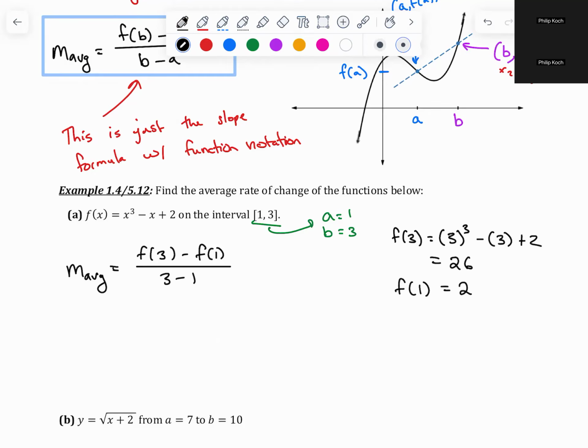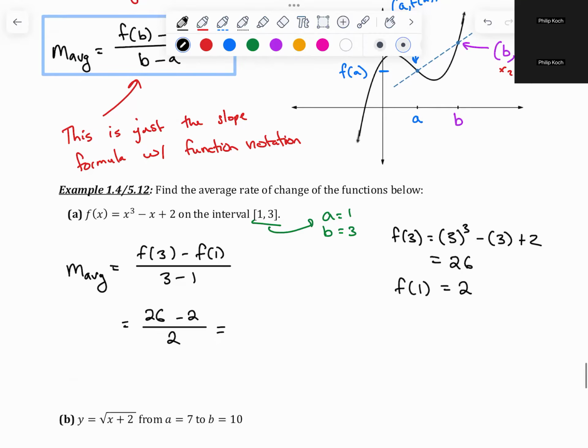But later, if you're doing this on an exam, you could just write f of 3 equals 26 and f of 1 is equal to 2. Heck, you could even just plug it in immediately into the problem, and I'd give you full credit. It's just so when we're taking notes, we see what we did when we're reviewing this for the exam. So this will become 26, that's f of 3, minus 2, which is f of 1, over 2, because 3 minus 1 is 2, and that ends up being 12.